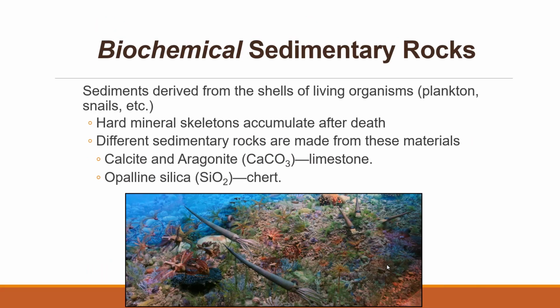Biochemical sedimentary rocks are derived from the shells of living organisms, so plankton, snails, etc. The hard mineral skeletons will accumulate after death. So if we have calcite and aragonite, it will become limestone. We can also have opaline silica, which would be chert. So it depends on what was in the skeletons.